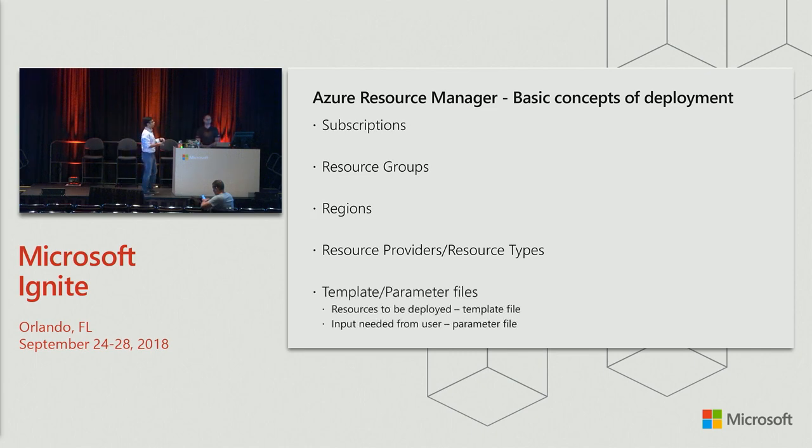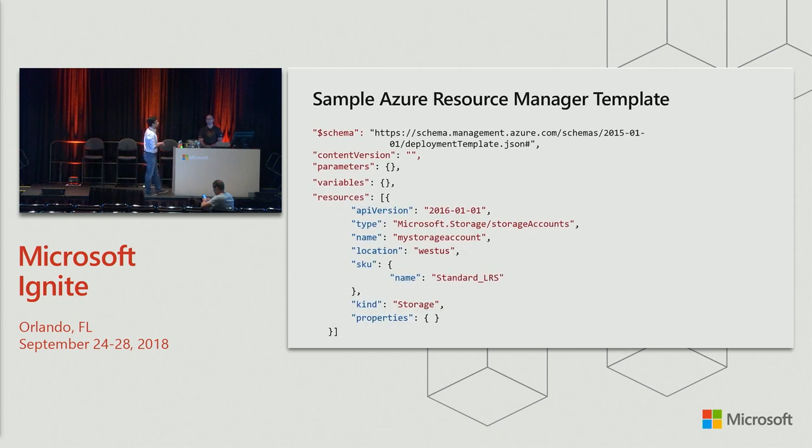And then lastly, how you are creating instances of this resource type is through a template file where you describe the resources that you want to be provisioned, and a parameter file which describes the input you need for those resources that need to be provisioned. This is a sample, very simple template. In the resources section, you will see a storage account getting deployed and the regular other schema which is needed for the Resource Manager template.